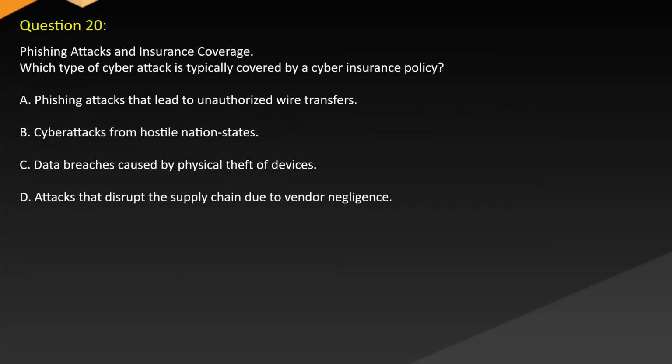Question 20. Phishing attacks and insurance coverage. Which type of cyber attack is typically covered by a cyber insurance policy? A. Phishing attacks that lead to unauthorized wire transfers. B. Cyber attacks from hostile nation states. C. Data breaches caused by physical theft of devices. D. Attacks that disrupt the supply chain due to vendor negligence.